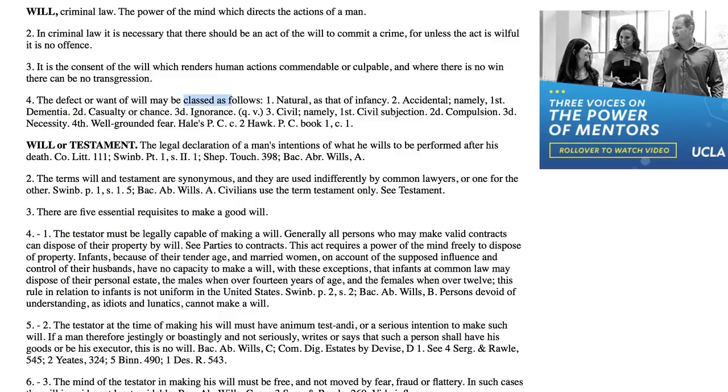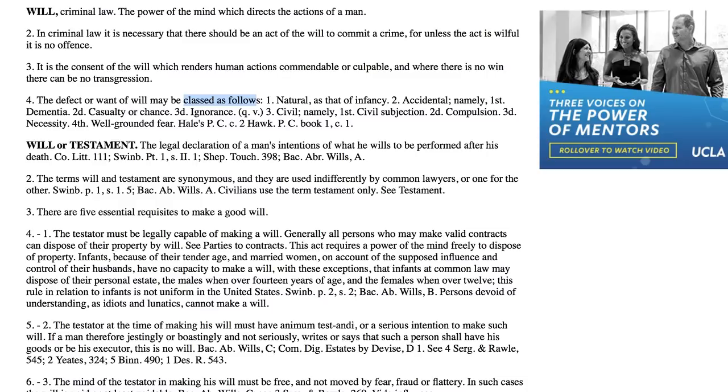Pay attention to the words classed. The defect or want of a will, that means not having a will, may be classed as follows. So when somebody looks at you and they put you in one of these classifications, it's for the purpose of defecting you or divesting you of your status. It's by saying for whatever reason you don't have a will, so you're not of full majority competence as a man.